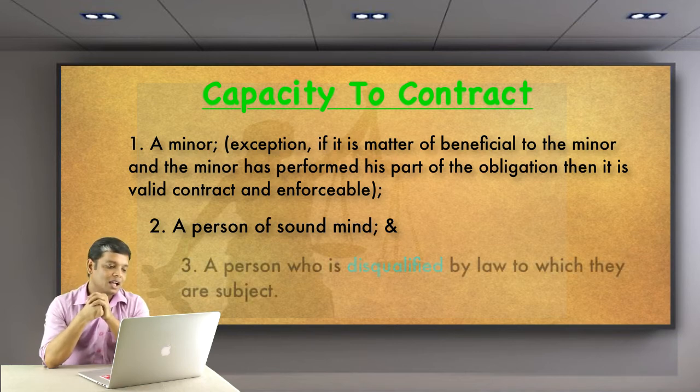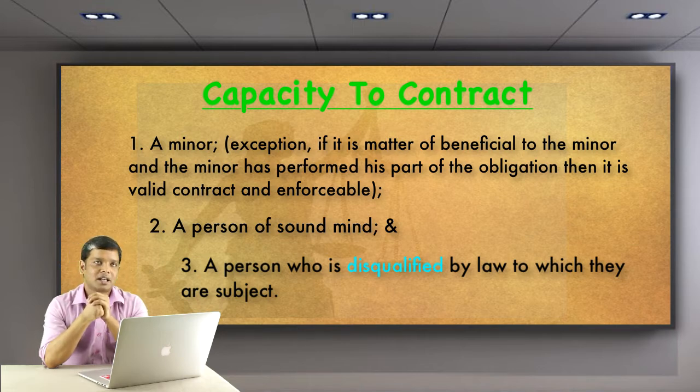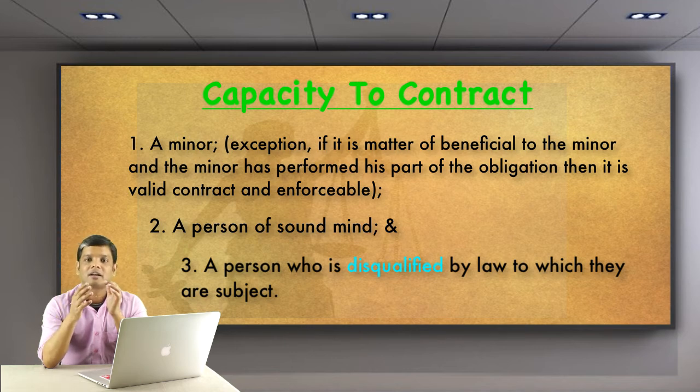Next point is a person who is disqualified by the law to which they are subject. What does it mean? It means you are a major and you are of sound mind. Even then, if the law disqualifies you, like you are a convicted person, or you are insolvent in certain conditions, and an insolvent is not allowed to make a valid contract. So in this condition, the contract is void because you are not allowed by the law to make the contract.